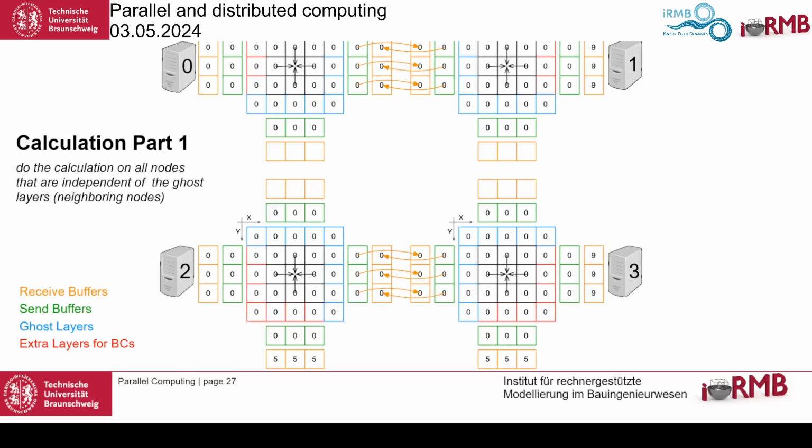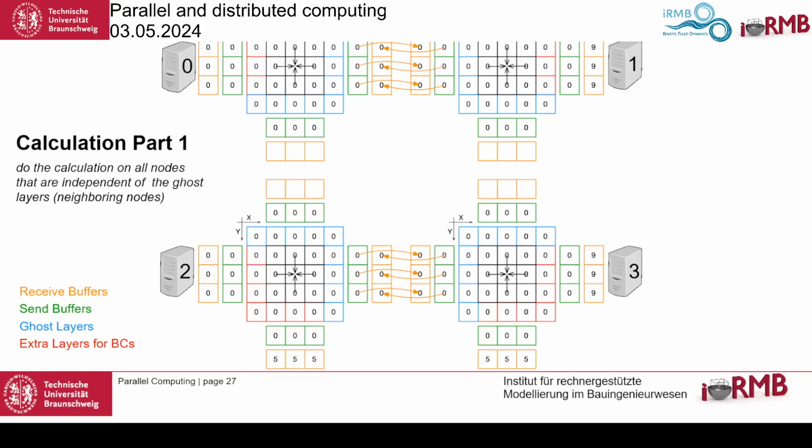And communication hiding is the process where, while you are waiting for your information to be sent and the information of your neighbor to arrive, you do something useful in that time. Yeah? So, your problem here is that you are missing information. So you cannot do any arbitrary computation because you are missing something.